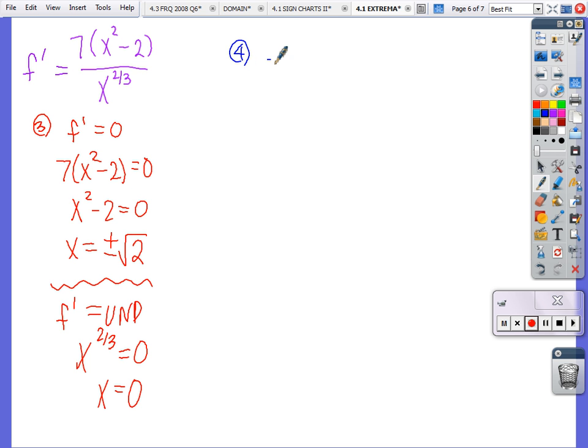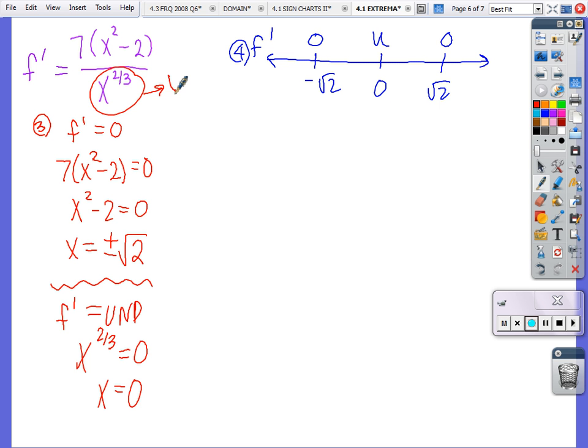Step 4, sign chart. Now remember, the domain was all real numbers. I'm doing f prime sign chart, so we're going to do negative root 2, 0, and root 2, 0, 0, undefined. Nothing's crossed out because the domain was all real numbers. Now, we're going to look at that term. It's always positive because of the squares. This is what makes it always positive. So because of that, I'm only going to use 7 times x squared minus 2 to do the sign chart.